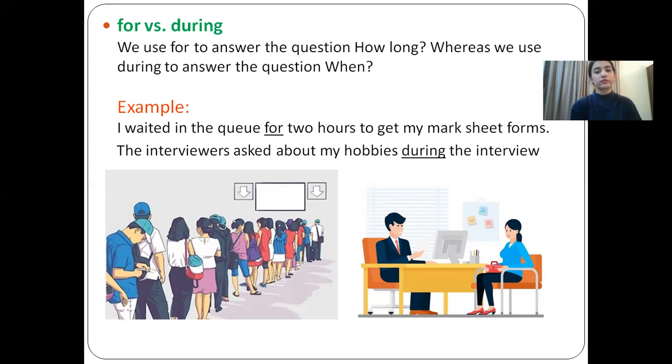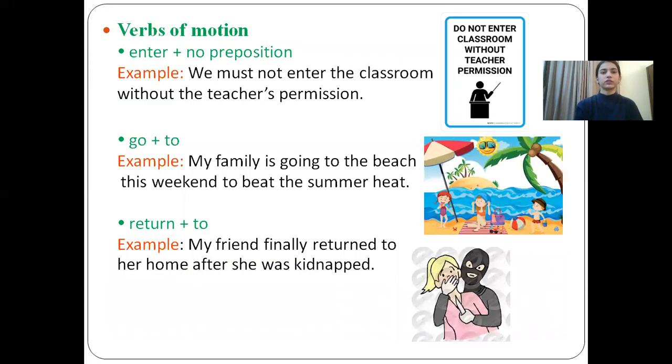For 2 hours. And then the second example is, the interviewers asked about my hobbies during the interview. During is used here because it tells you when the interviewers asked about my hobbies. During the interview. Okay. Now the next is verbs of motion.